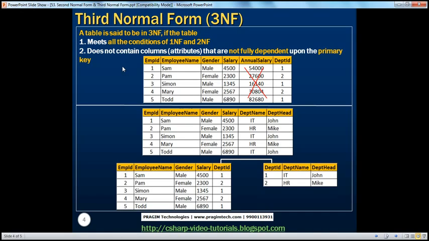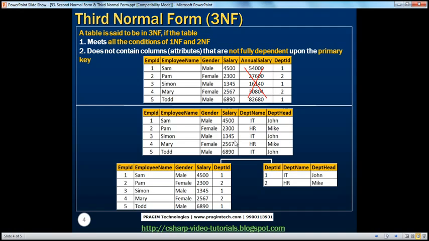A table is said to be in the third normal form if it does not contain any columns that are not fully dependent upon the primary key. Here, annual salary is not fully dependent on the primary key, it's also dependent on the salary. Similarly, department head is not fully dependent on the primary key, it's also dependent on the department name. In the case of annual salary, you can simply get rid of that because it's a computed column. It can be calculated on the fly. So to bring this table into third normal form, you simply get rid of that column.